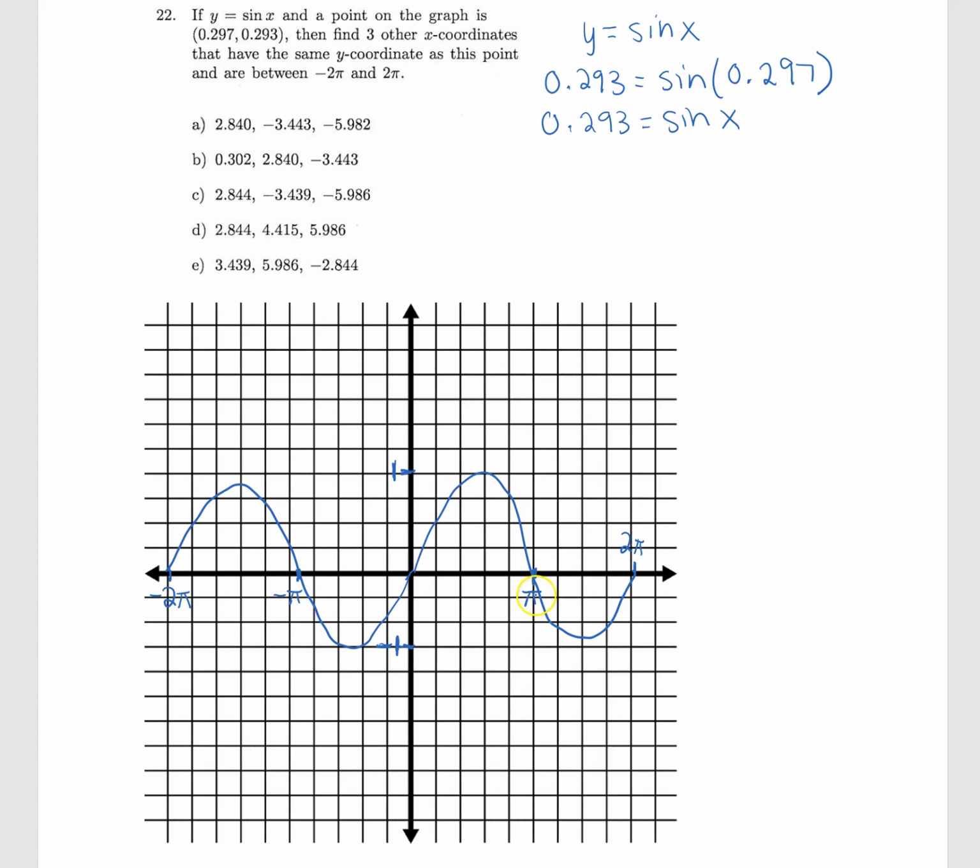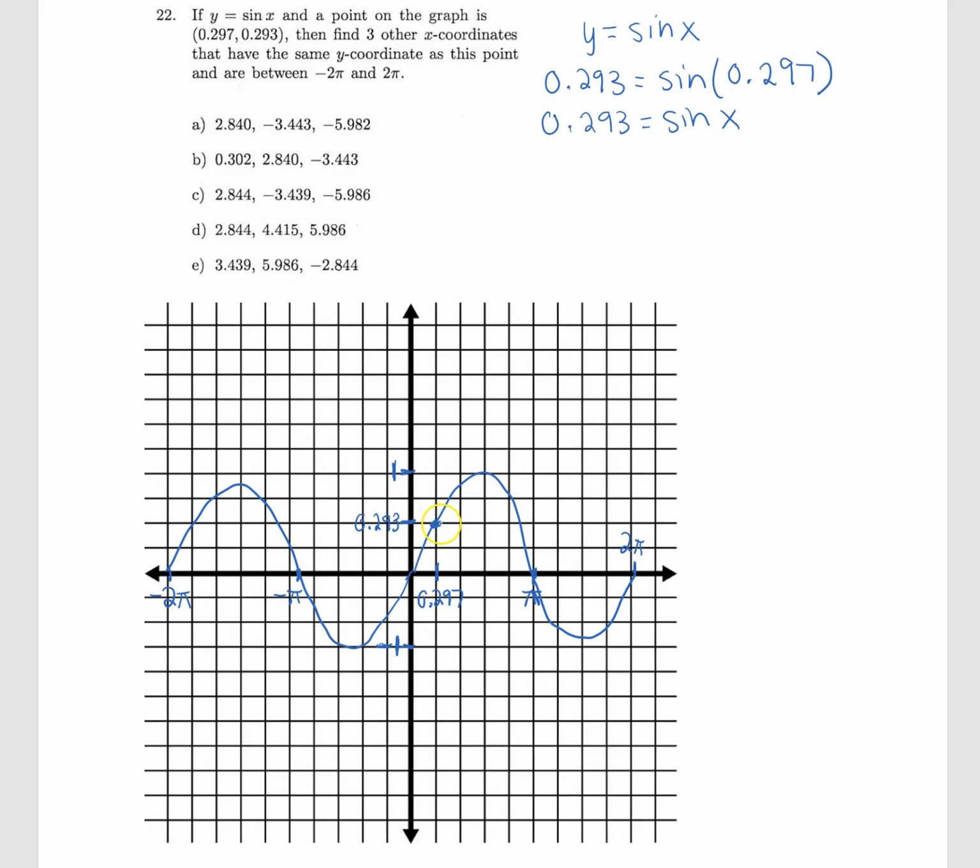So let's look at the point we've been told for our y value of 0.293. So when x is 0.297, y equals 0.293. And that's going to be somewhere we can imagine, let's say, around here, before this first peak. So x is 0.297 and y is 0.293.